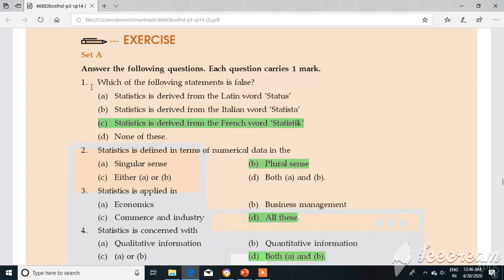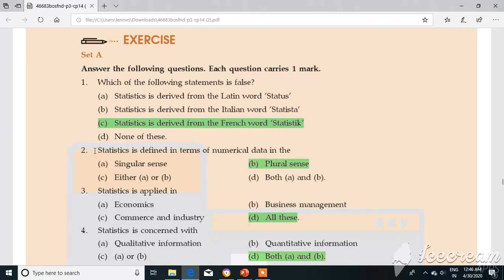Question number 1 is, which of the following statements is false? All these things are there in your notes. What they have given us first is that statistics is derived from the Latin word status. You will check that, as different countries have different names. From that we observe that the statement that statistics is derived from the French word statistics is actually the wrong statement. Therefore this is the false option.